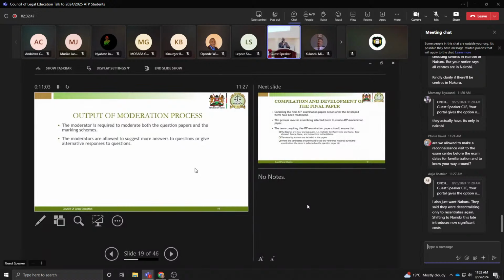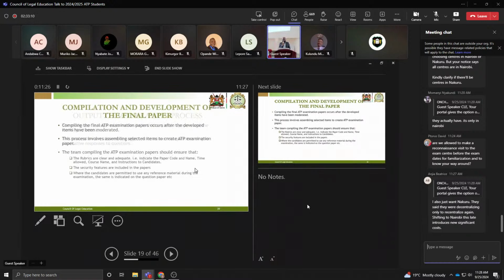Remember, at the end of moderation, we do not have a paper that we can administer as an examination. What we have are items, examination items, questions. So there's another process we call compilation. Now developing a paper.